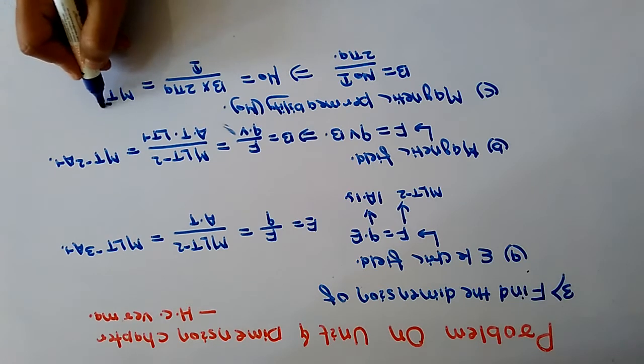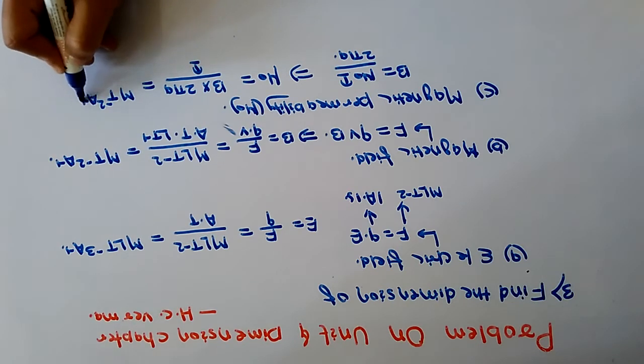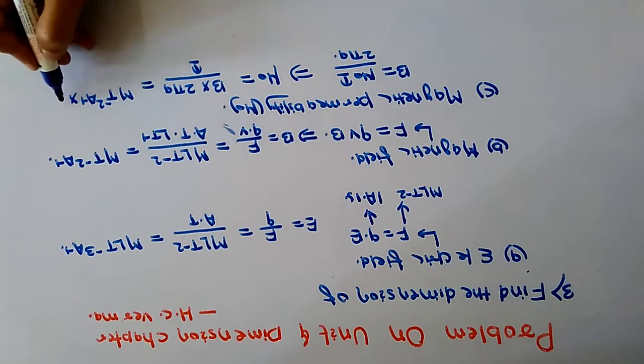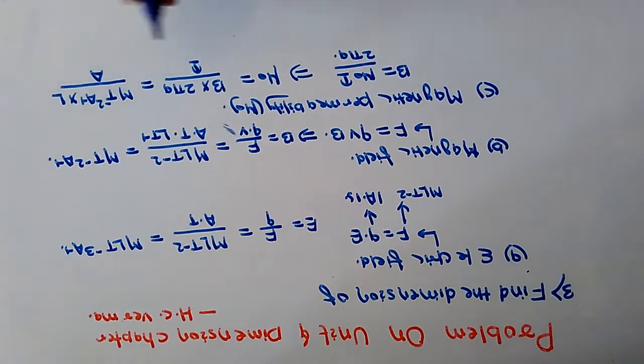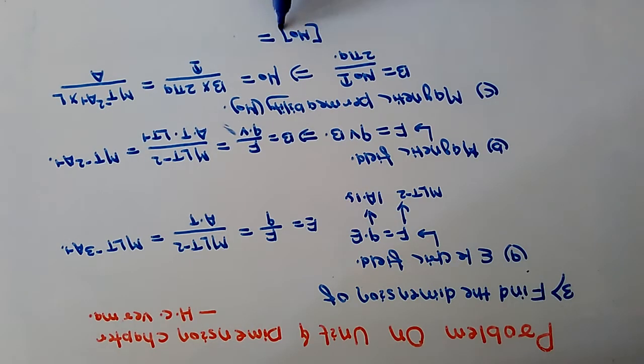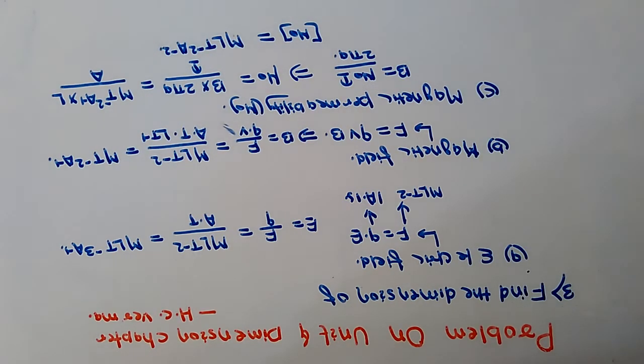This is M T^-2 A^-1, and A is the distance, so it is L, and the current is A. So the dimension of mu naught will be M L T^-2 A^-2. Okay, so we have calculated the dimensions of electric field, magnetic field, and magnetic permeability.